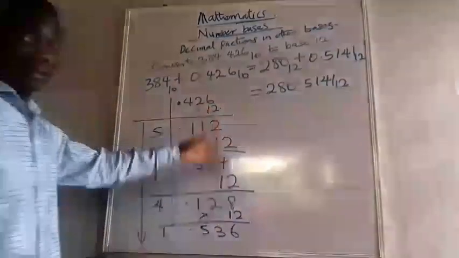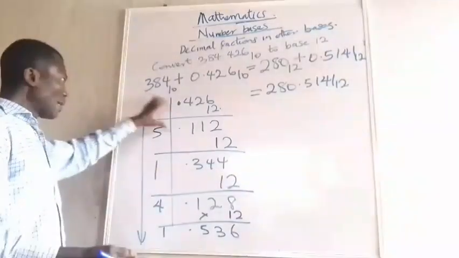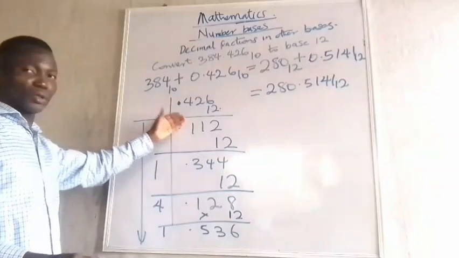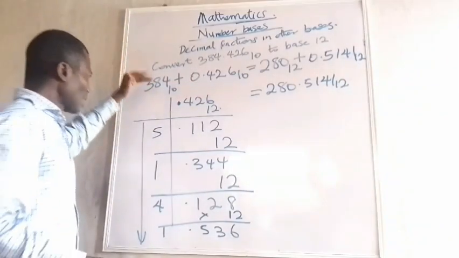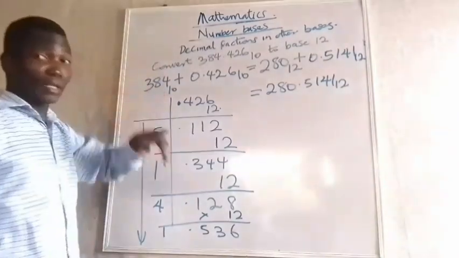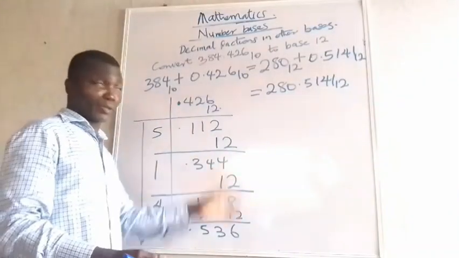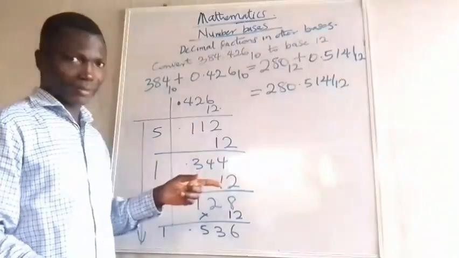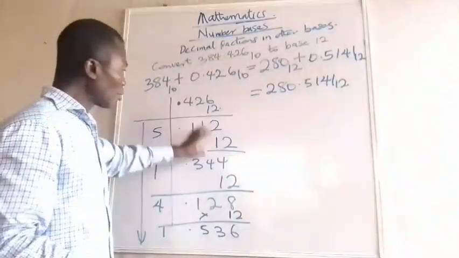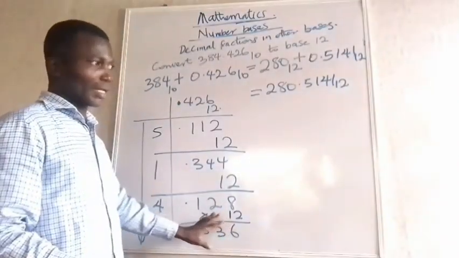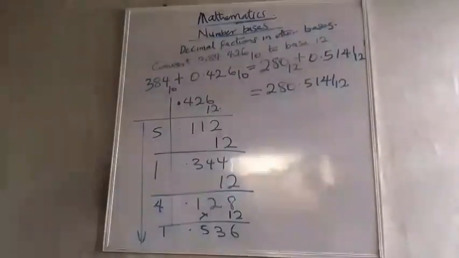So you can see how easy it is. It is just for you to know where it is a fraction, what do I do? Where it is a whole number, what do I do? This is about conversion from base 10 to any other number base. You can see when we are converting to any other number base from base 10, we are dividing if it is whole. But if it is a decimal, we are multiplying like this. So that one is done.